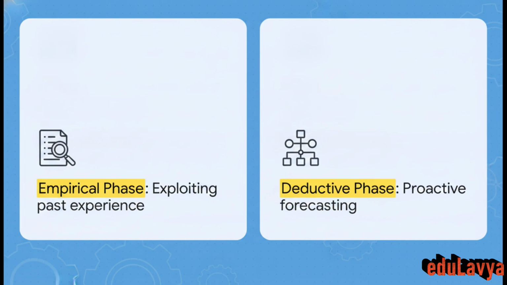But then we have the deductive phase. This is proactive forecasting. It looks forward into the complete unknown. It asks what completely novel things could go wrong in our new design that we haven't actually seen yet. To build a robust, fail-safe system, you absolutely have to use both approaches.